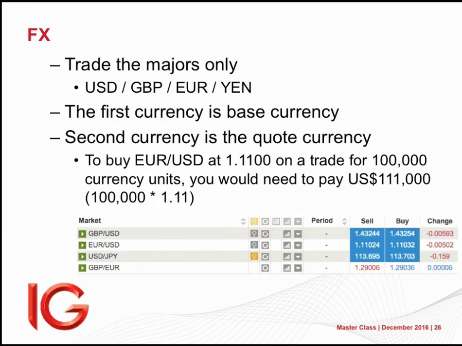Remember, first currency is base, second is quote. So if you've got a euro USD at 1.10, then 100,000 units is $111,000 because your US dollar is the second currency and therefore the quote currency. So that is called a lot. A lot in the currency market is 100,000 currency units. Ergo, $111,000. Of which your margin is going to be about 0.5%, so you'd have to put down about $500 or $600. And you will die before the day is over.